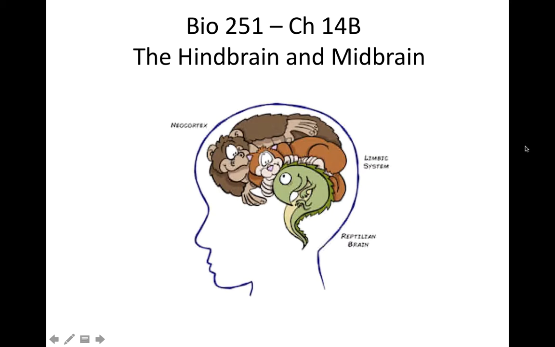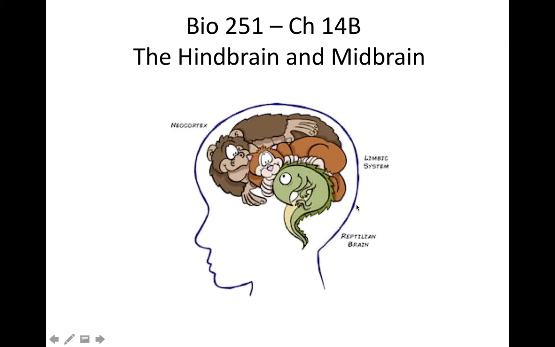Welcome back. We are going to continue studying the central nervous system. So we looked at some of the basics of the structural components of the brain. Now we're going to move into the different components. So we're going to start with what's called the hindbrain and the midbrain.